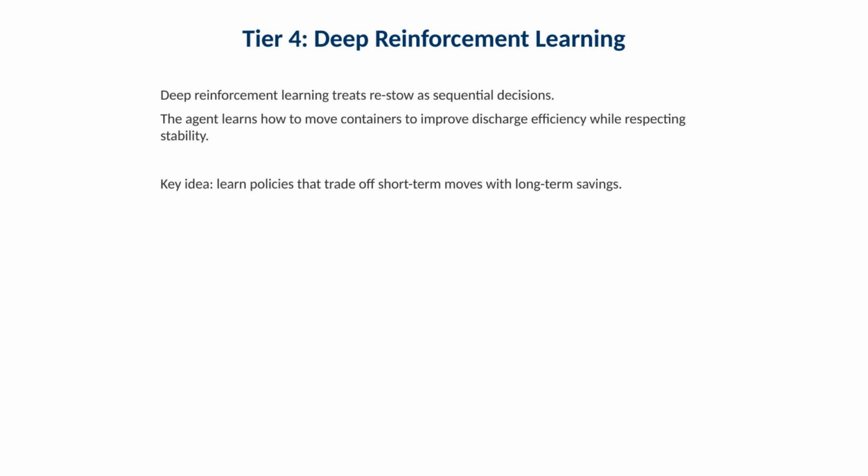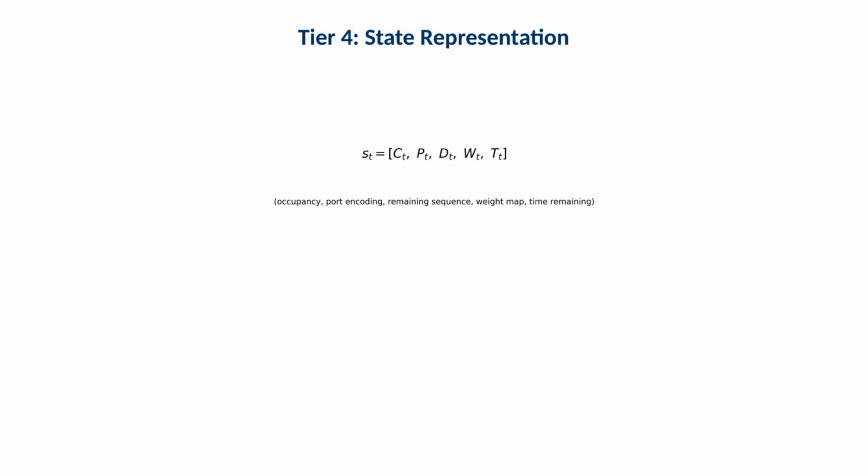Tier 4 uses deep reinforcement learning to treat re-stow as sequential decisions. The agent learns which container to move and where to move it. The goal is to learn strategies that may look non-obvious locally but reduce total cost and delay over the full operation. This slide defines the state as a structured representation including occupancy, port encoding, remaining discharge sequence weight map, and remaining time. Operationally, the state must capture both spatial layout and time pressure, so the policy can act under port window constraints.